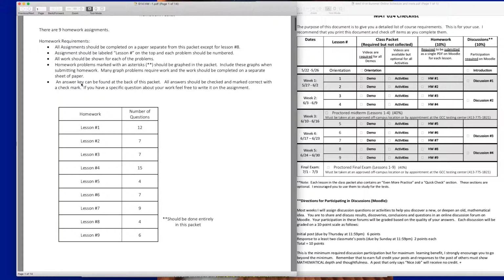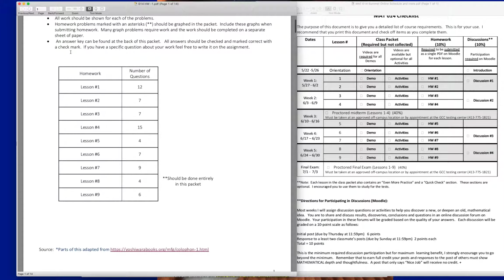The only problems that you're also going to hand in a page from this packet are the problems that are marked with these asterisks. I've provided graph paper in the packet. But many of the graphs, you have to do extra work outside of the graph. You're doing some algebra, so you should show me that work on a separate sheet of paper.